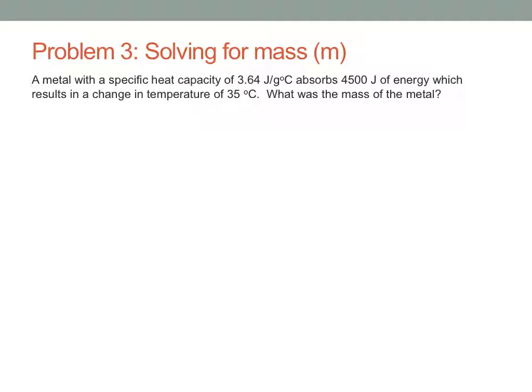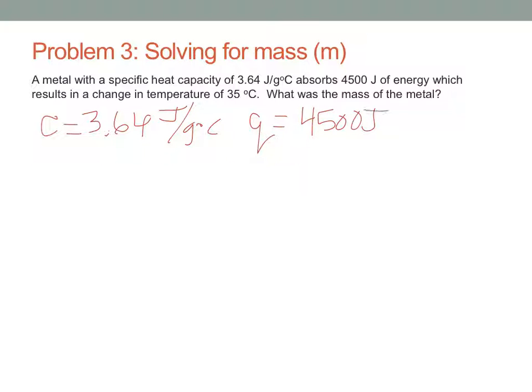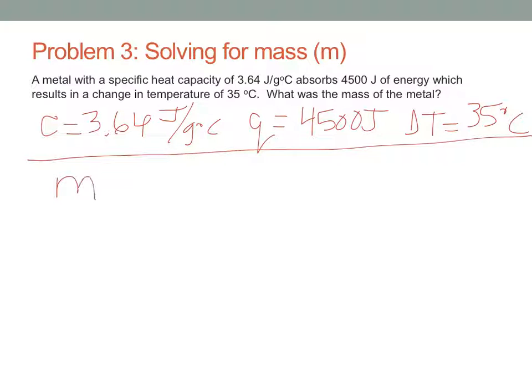Problem 3 is asking us to solve for mass. Identify variables. C is given, and it is 3.64 joules per gram degree C. We have our Q. The energy is 4,500 joules, and our delta T is given as 35 degrees C. So now we're solving for mass. So mass is going to be equal to Q over C times delta T.